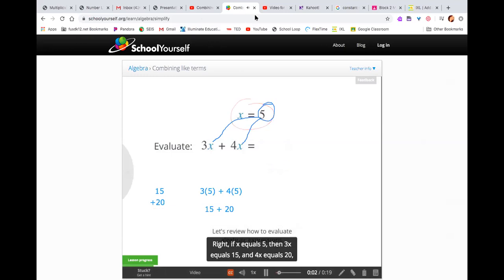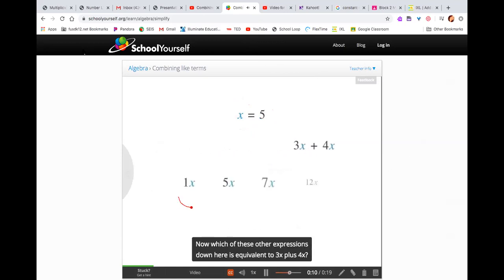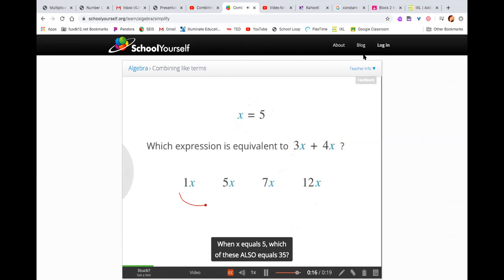Right, if x equals 5, then 3x equals 15, and 4x equals 20. So adding them together gives you 35. Now, which of these other expressions down here is equivalent to 3x plus 4x? When x equals 5, which of these also equals 35?